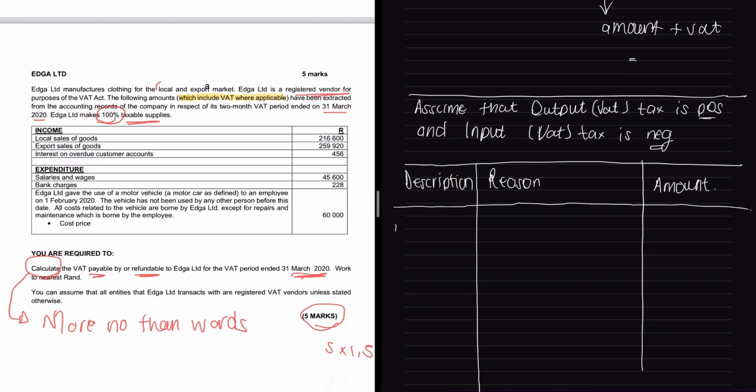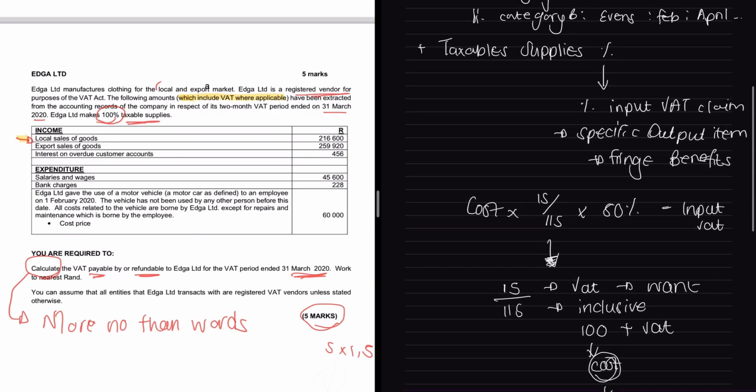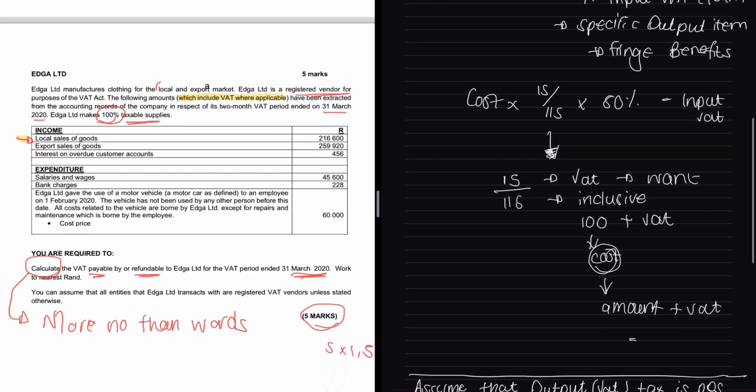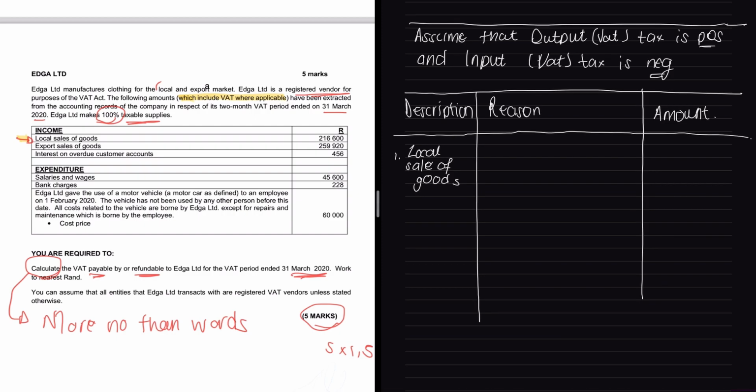Okay, we'll start with the first one. We are told we have local sales of goods. Going back to the very beginning, anything that is local is usually standard rated. But what is sold locally? We said clothing is sold locally, and clothing is standard rated at a rate of 15%. So when calculating VAT for that, we say our local sale of clothing is standard rated.